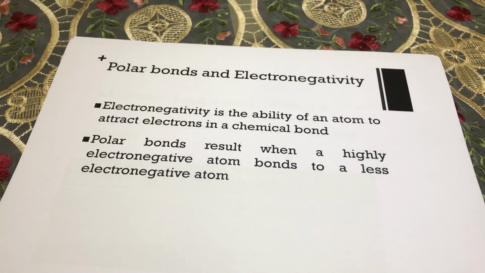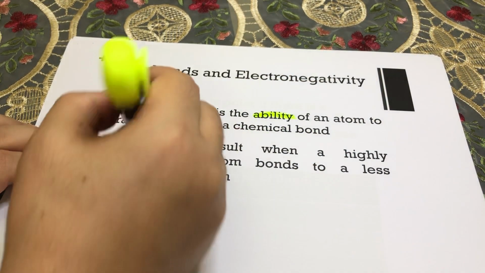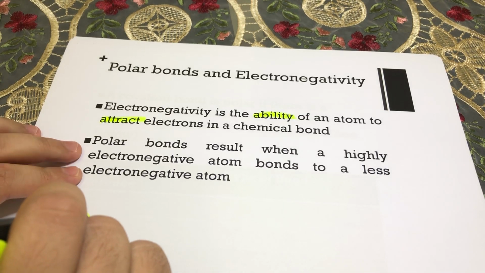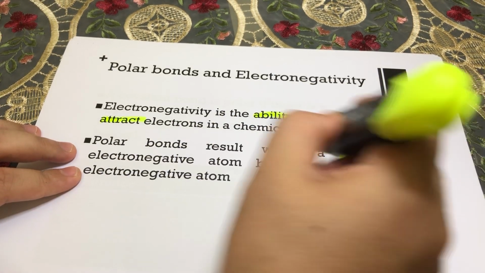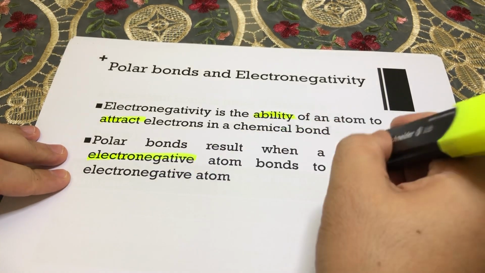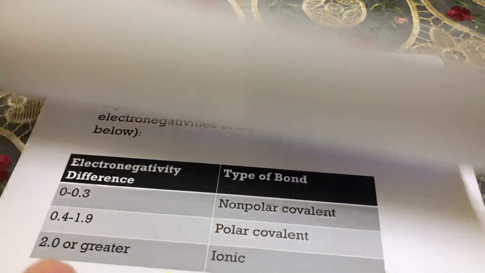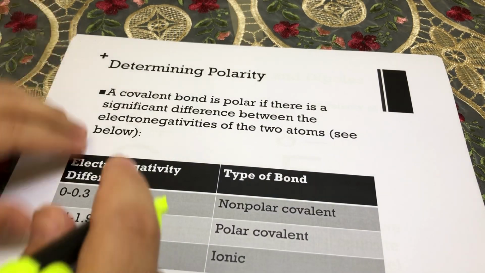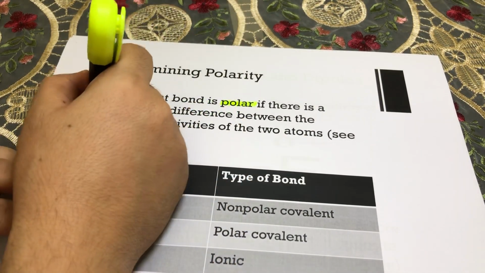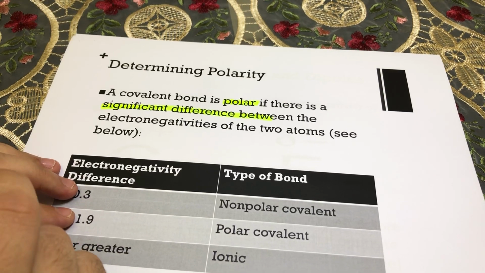So what is electronegativity? Electronegativity is the ability of an atom to attract electrons in a chemical bond. A polar bond results when a highly electronegative atom bonds to a less electronegative atom. A covalent bond is polar if there is a significant difference between the electronegativities of the two atoms.